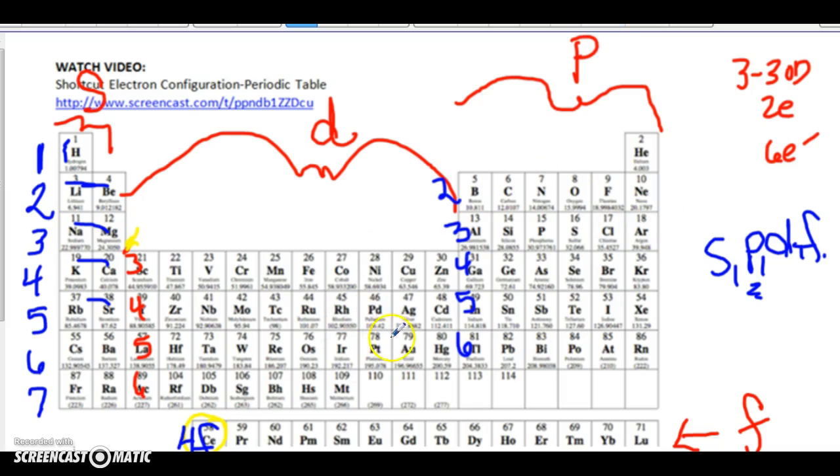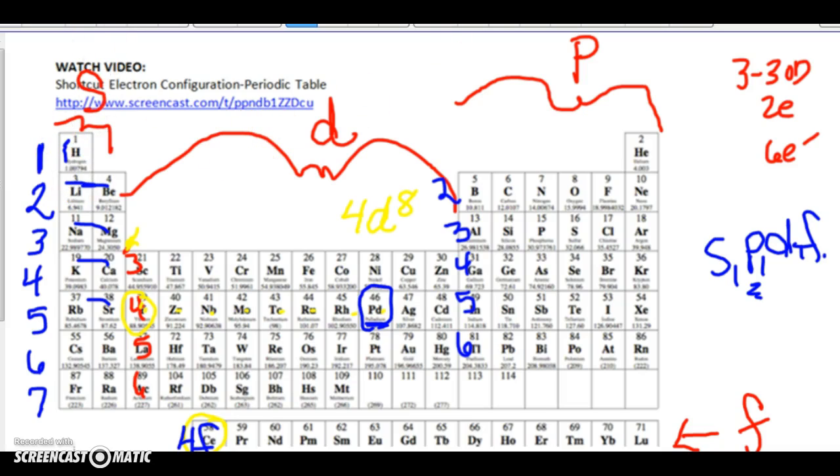What you are able to do, let's say I give you palladium, which is right here, 46. By just looking at this periodic table, I can tell that it should end in 4d, because here's my 4d: 1, 2, 3, 4, 5, 6, 7, 8. It should end in 4d8. So it's just a double check. Did I end in 4d8? If I forget my orbital diagram, all I have to do is look at this.